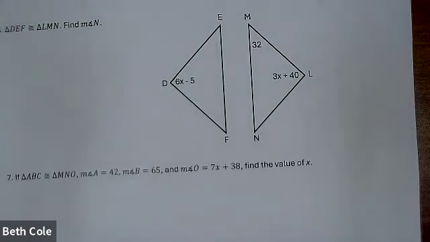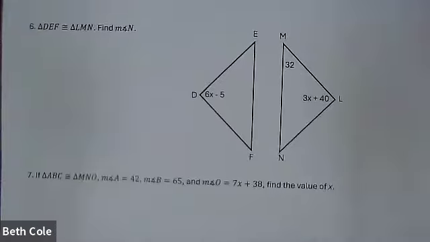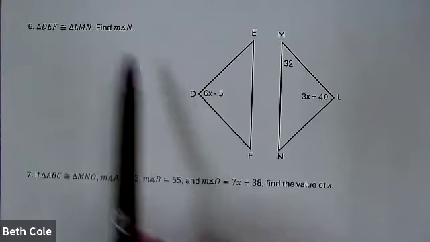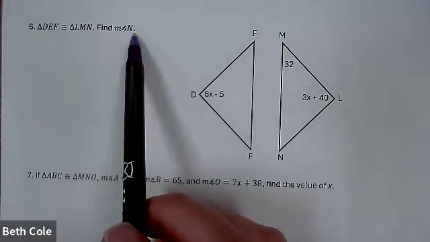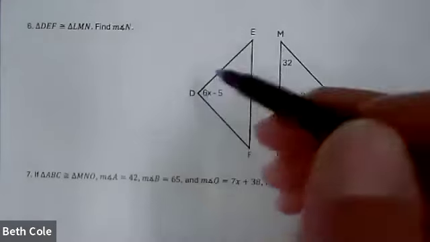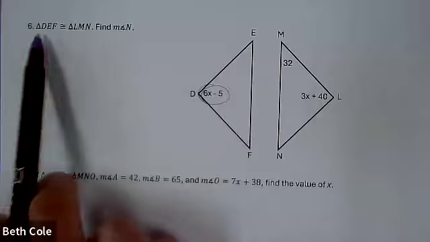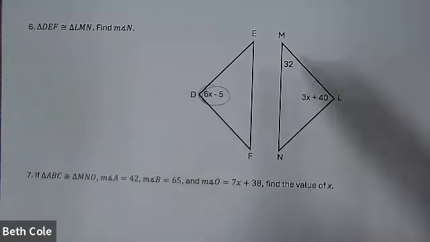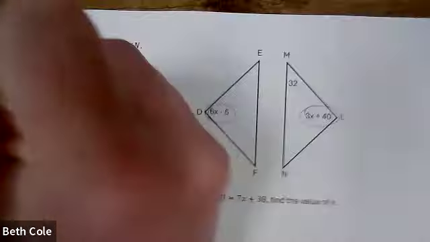Are you remembering this from last week, though? Is this coming back to us at all? Triangles and matching things up, kind of all it is. All right, here, first thing we're going to have to find is x. I know it says find measure of angle N, but we're going to have to get the variable first. So let's match these up. D matches with what? It's the first letter, L. Cool. So we're going to set those equal.